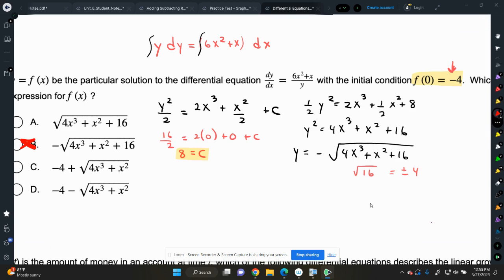So it has to be choice B. Okay. At this point, you guys should be able to do these. You should be getting it now, okay? Because I looked at the initial condition. When I plugged in my x value, x equals 0, I got a negative 4. If I plug in x equals 0, I get 0 plus 16, which is the square root of 16. The square root of 16 is plus or minus 4. Since they gave me minus, it had to be the negative one, okay?